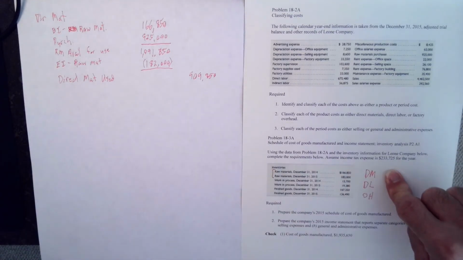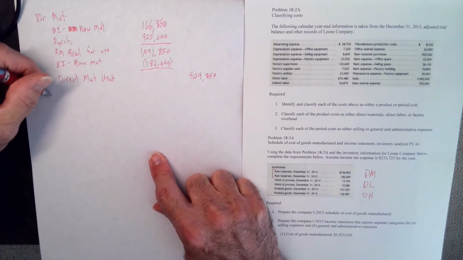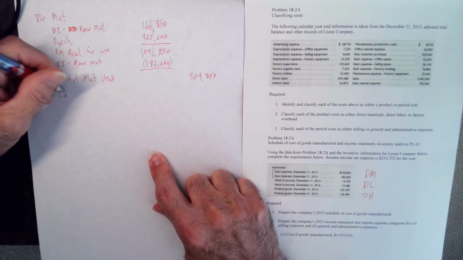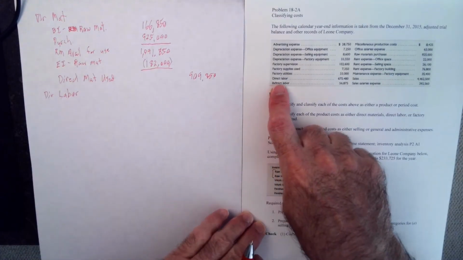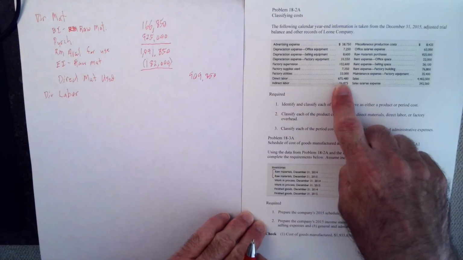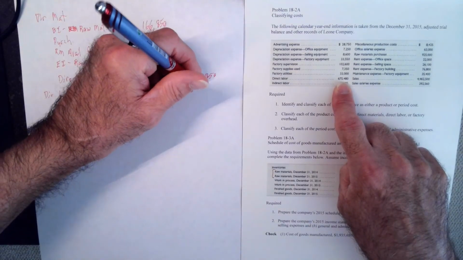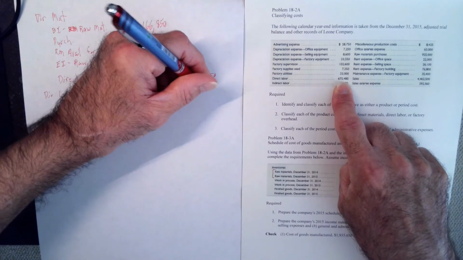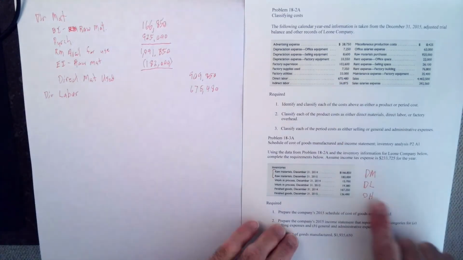Okay, the next part, direct labor. We have one dollar amount for direct labor, and that's up here. We've got direct labor right in this spot right here for $675,480. So I'm going to put that down, $675,480. Okay, so now I took care of direct labor.